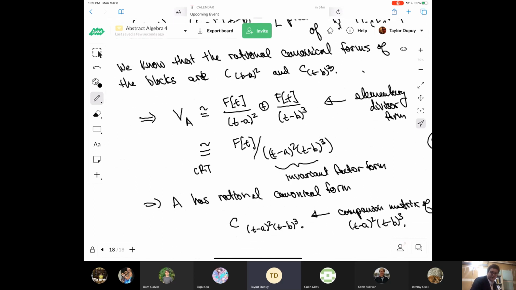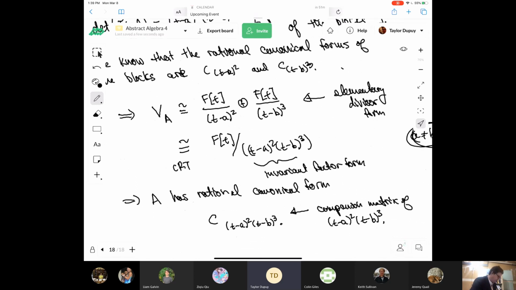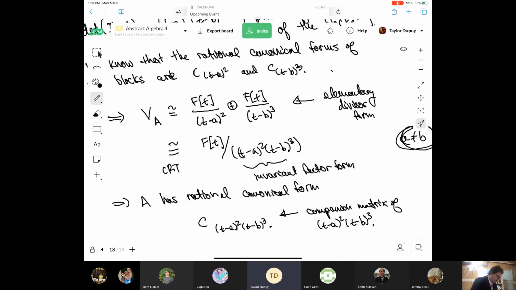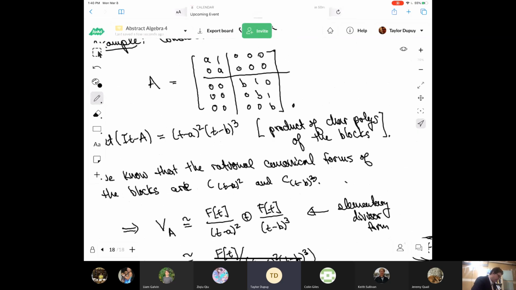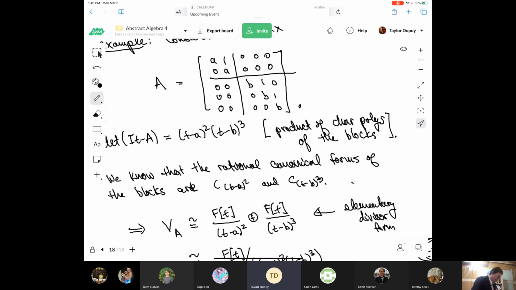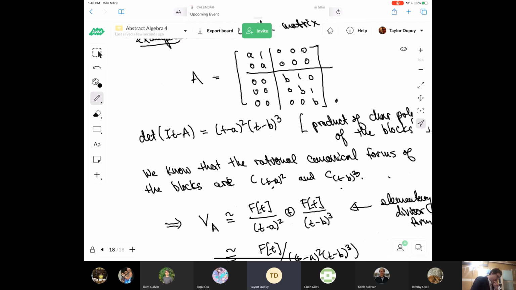Do you guys have any questions about that? It is true that you can make this similar to these two blocks here, this block here and this block here, but that's not a rational canonical form just because of the divisibility condition, right? Because by definition, for rational canonical form, you need the first invariant factor to divide the second invariant factor to divide the third, and so on and so forth, right? Okay.